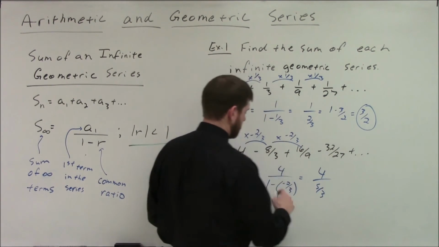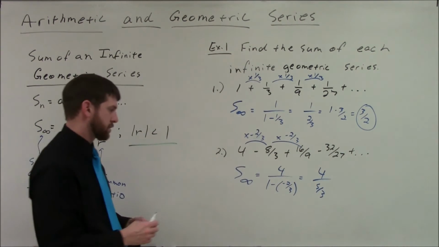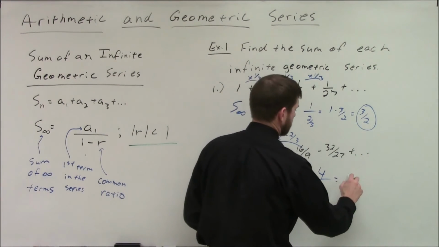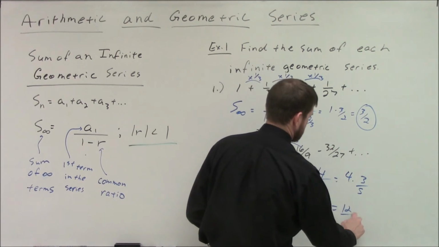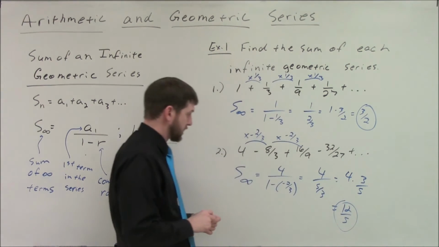4 over, that's 5/3, right? 3 plus 2 is 5. So it's 4 times 3/5, so 12/5. So there is the sum for that series.